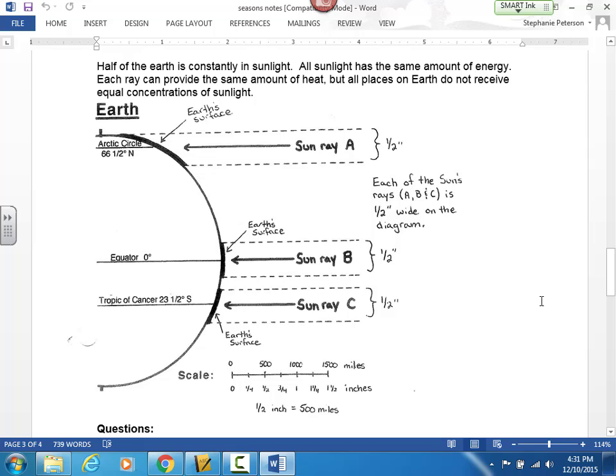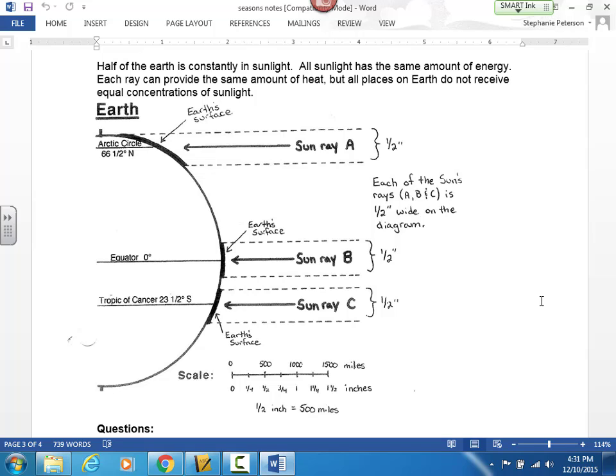What we'll do next is a comparison between direct and indirect rays. We've already talked about this once this semester with the flashlight lab back towards the beginning of the year. We're going to look at it again with this diagram of the Earth and the sun's rays in 3 different positions.